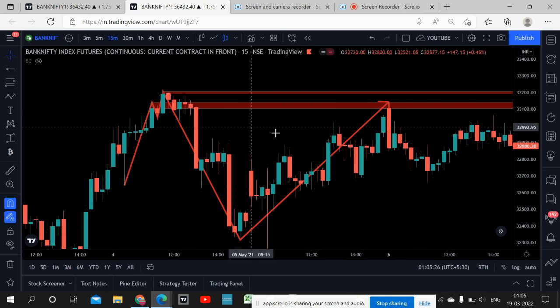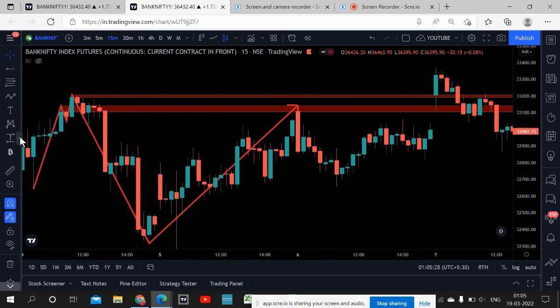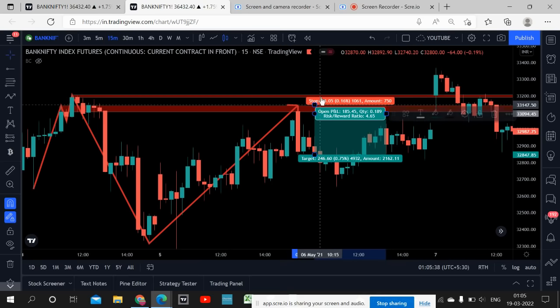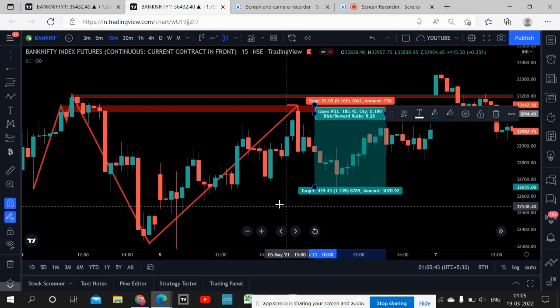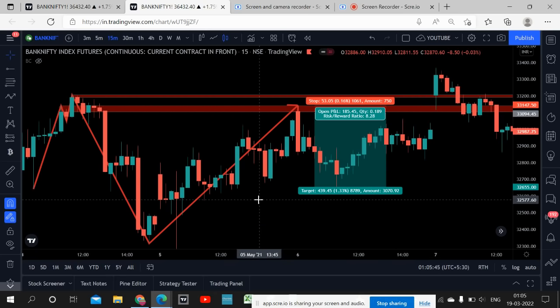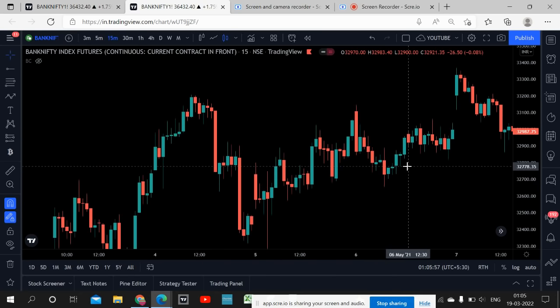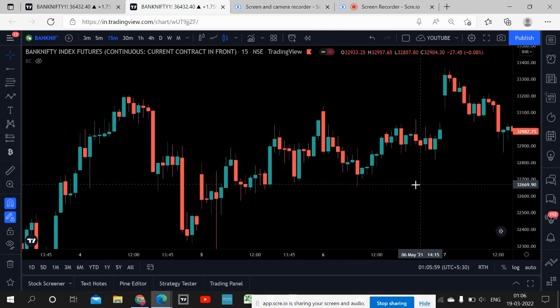So what have I got? For a risk of 53 points, my reward is 439 points, which is almost 1 to 8. Okay guys, this is the first one, and if this stop loss is hit, my next entry point is this one. Again, I will look for the next setup.